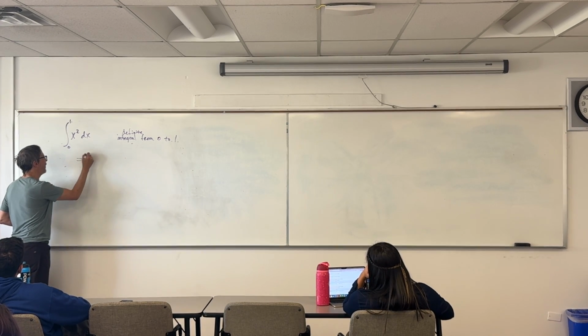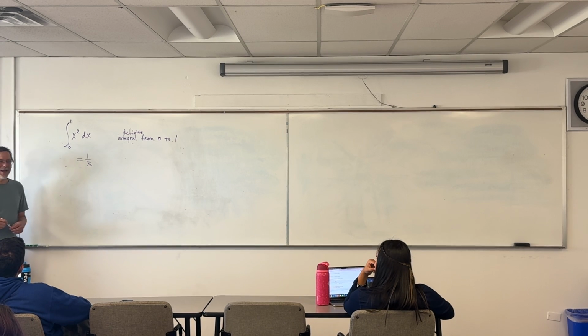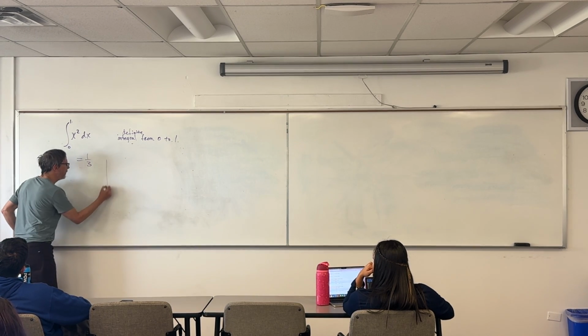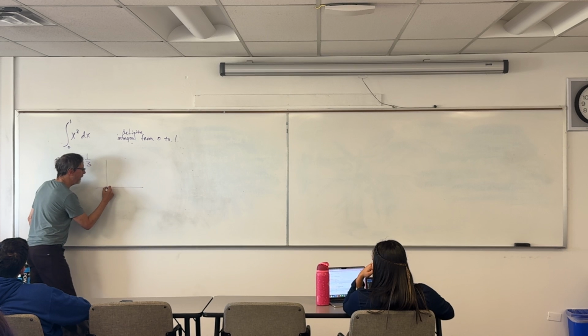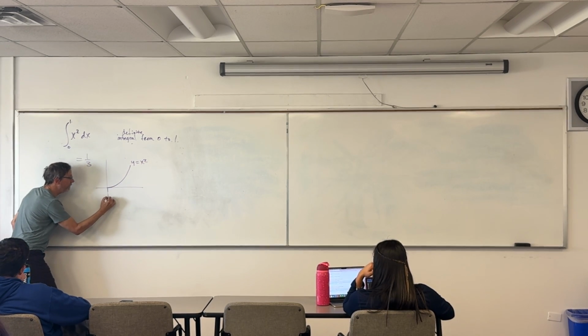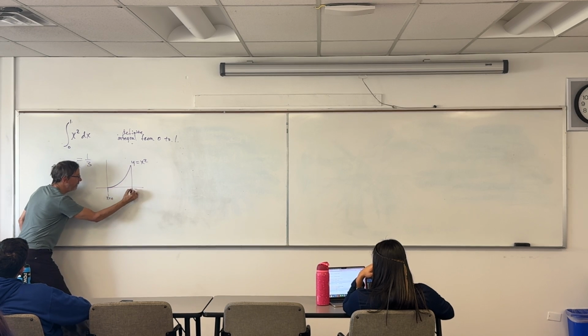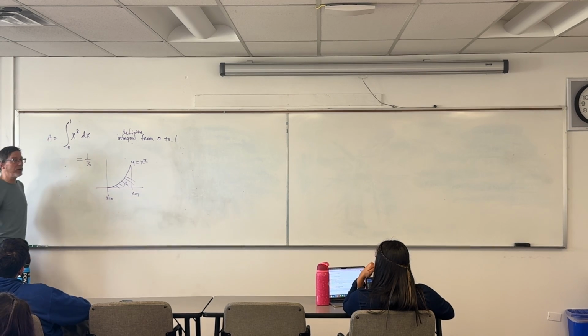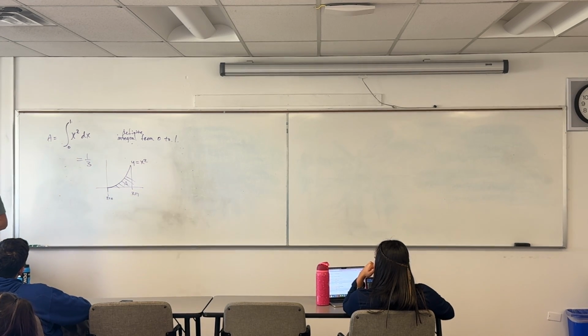What does that 1 over 3 represent? Joshua's had calc before. Right? Is that right? Okay, good. The area underneath the curve, under y equals x squared, between 0 and 1. Beautiful. From 0 to 1, it is that area. Cool. What else is it?